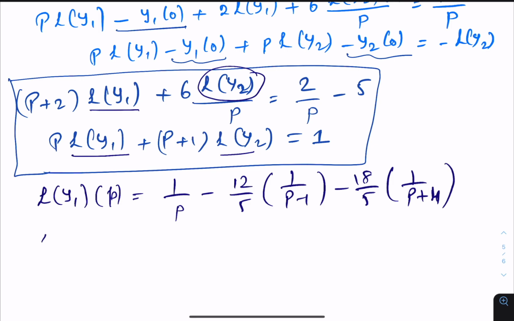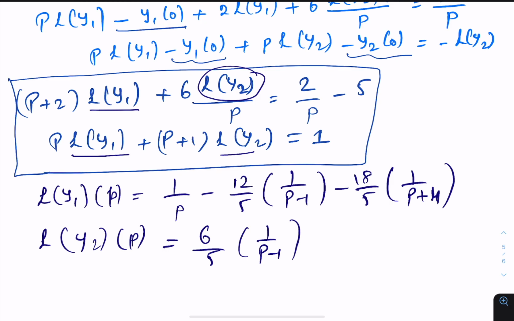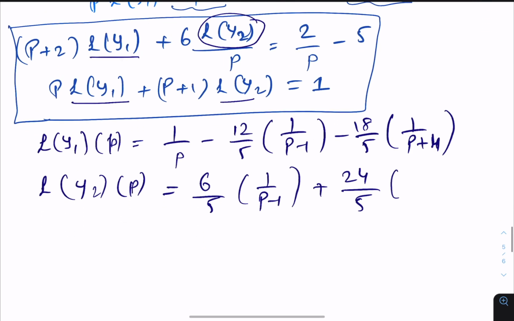Okay. Similarly, you also get the other unknown, the Laplace transform of y2, to be 6 by 5, 1 by p minus 1, plus 24 by 5, 1 by p plus 4.